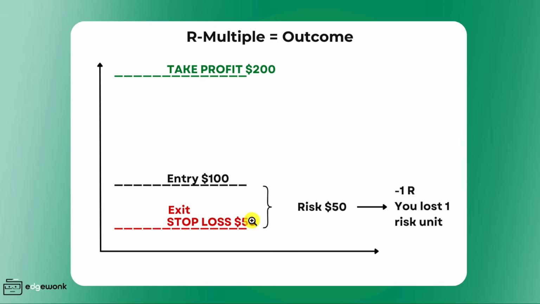Now when the price goes against you and you exit your trade at the stop loss, you lose 50. So you lost your 1 risk unit. The outcome in this case is minus 1R. Because it's a loss, it has a minus sign here. Whenever the R multiple is negative, you're referring to a losing trade. When the R multiple is positive, you are referring to a winning trade.